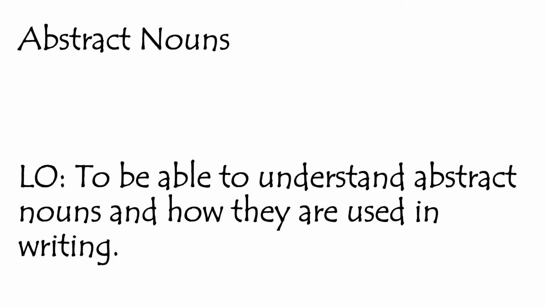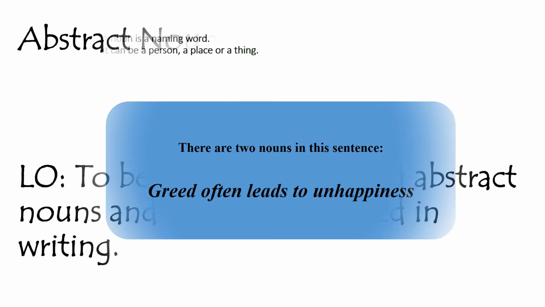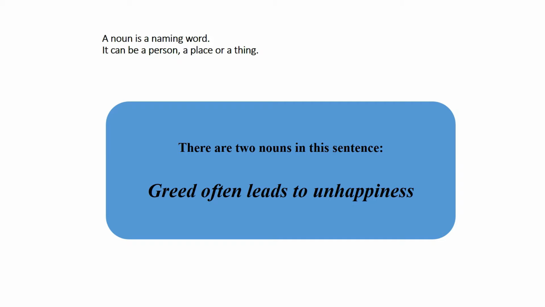Today the tutorial is about abstract nouns. The lesson objective for today is to be able to understand abstract nouns and how they're used in writing. Let's begin. A noun is a naming word. It can be the name of a person, a place, or a thing.